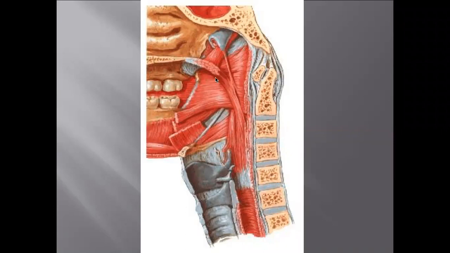Circular muscles are called the superior constrictor, middle constrictor, and inferior constrictor muscles. Longitudinal muscles are salpingopharyngeus and palatopharyngeus. You can see from the soft palate how this muscle is coming. From the auditory tube, the cartilaginous part of the auditory tube, you can see that there is a thin slip of salpingopharyngeus muscle.